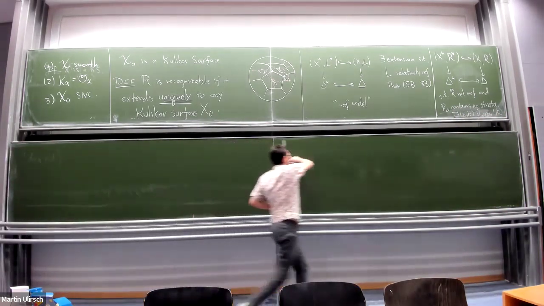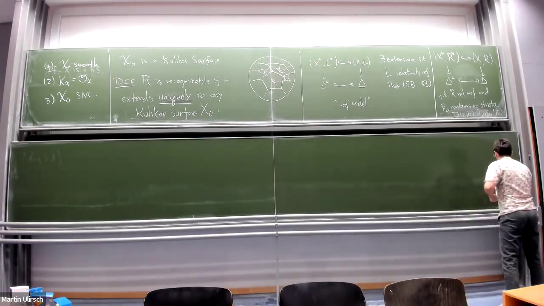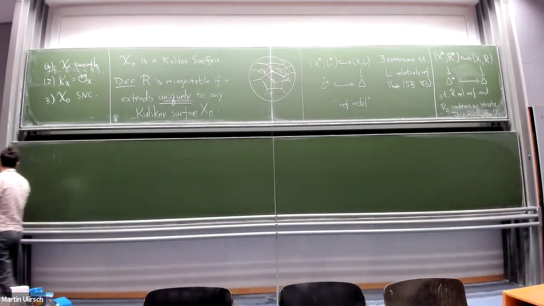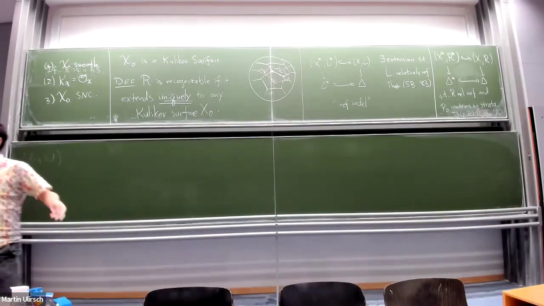So there's a lot of wiggle room in these Kulikov models, and the point is that the way the minimal model program works is that you take some extension, it's not nef, but you do a sequence of flops and then you make it nef.